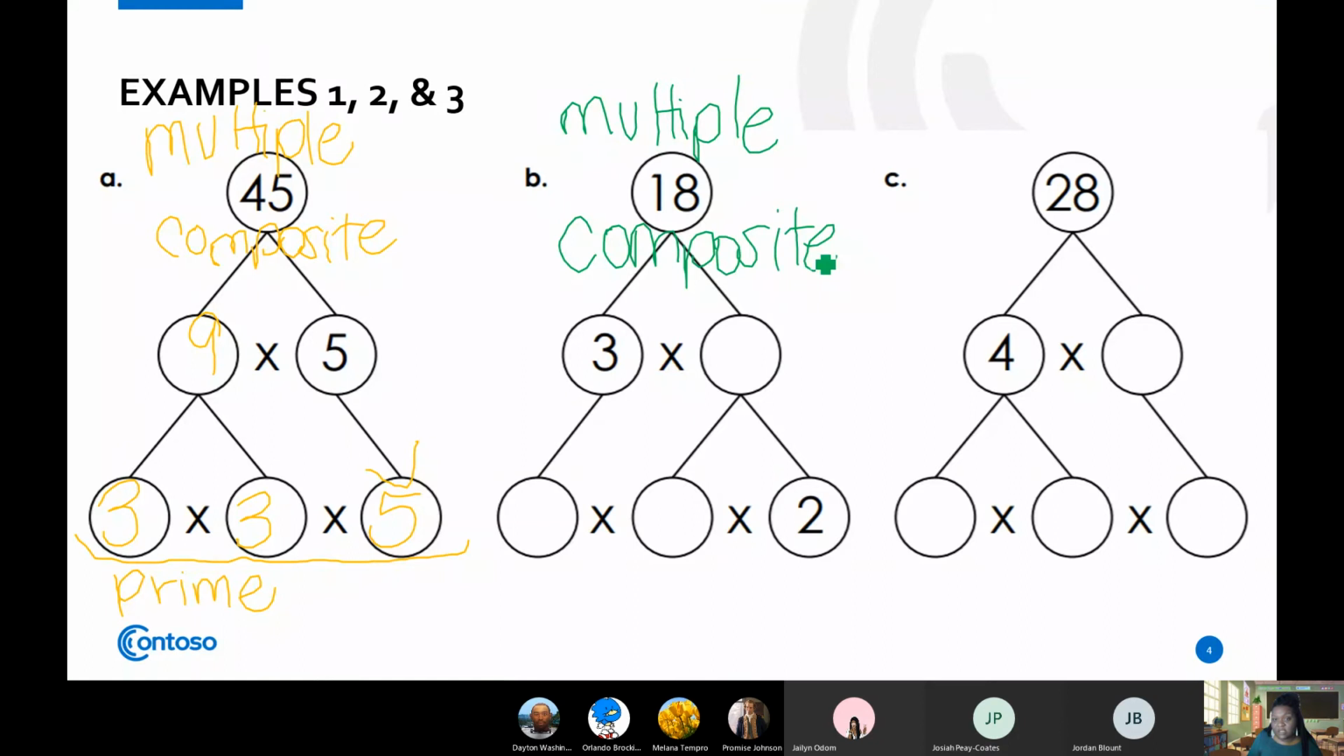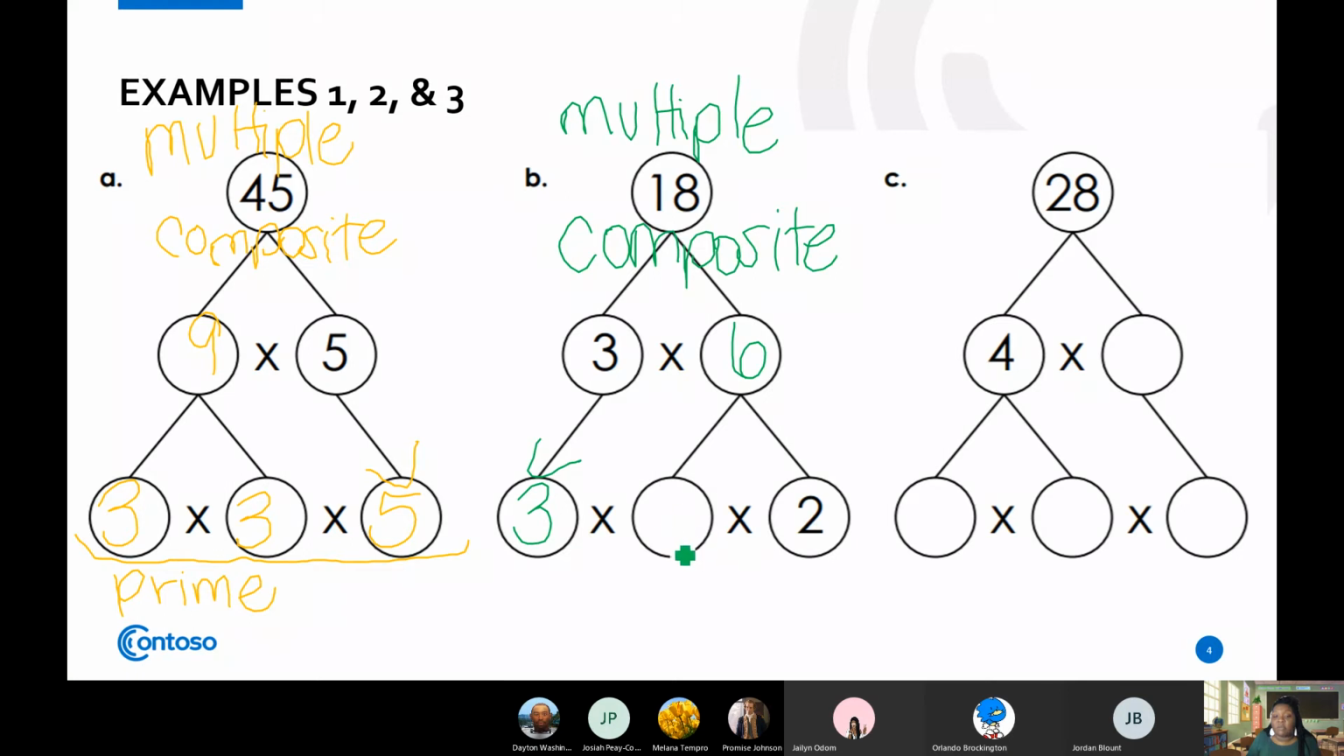What are the two factors of 18? 3 and 6. I'm going to bring my 3 down. Orlando, turn on your mic and tell me, why am I bringing my 3 down to the bottom here? Because it's a prime. Very good. It's a prime number. Okay.